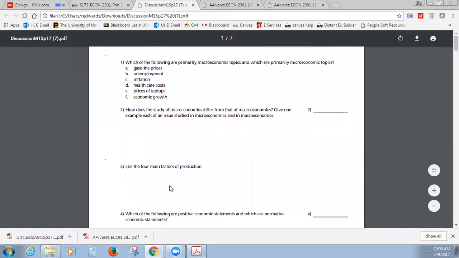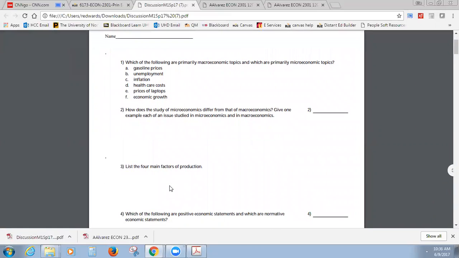All right, 4 main factors of production: land, labor, capital, entrepreneurship. Make sure that you understand the definition of capital. Capital will never, ever be money in this course. All right, capital will always be machinery and equipment. All right, so make sure you go through the book and understand those. The book also uses the terms factors of production. Sometimes they're called resources, or sometimes they're called inputs.